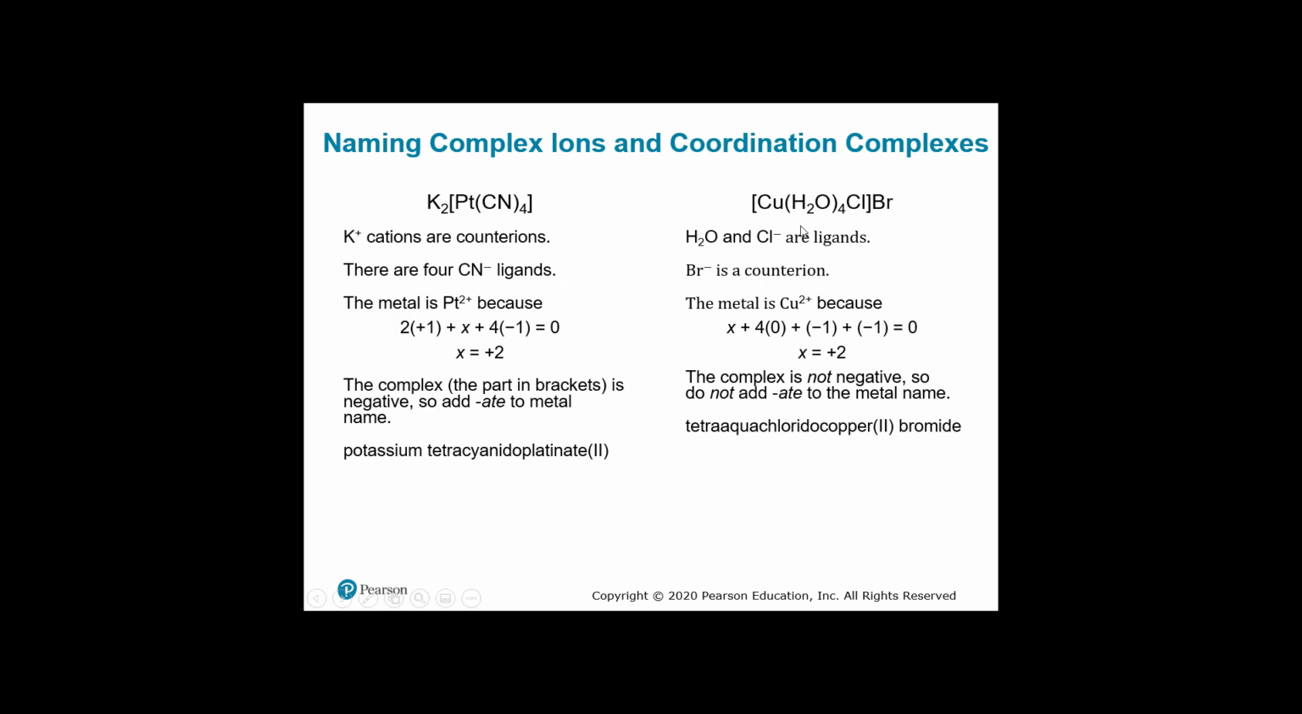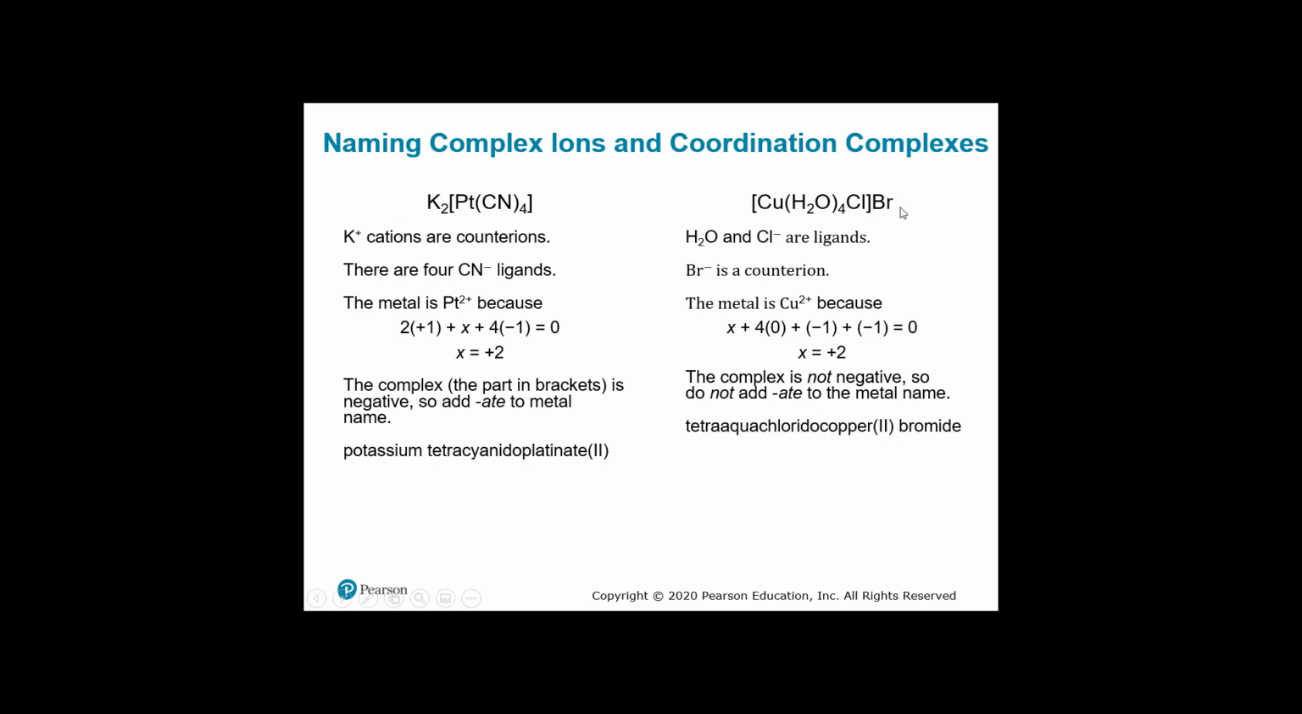All right, over here we have water and Cl- ligands. Bromine is a counter ion, so if bromine is negative, then this must mean that the complex is positive. If the complex is negative, counter ions that are positive are needed, and that's where the change of name comes in. In this case, we determined that the copper is a 2+, and so the complex is not negative, so we don't need to add the ate. Just having the bromine, which is negative on the outside, tells you that that's not the case.